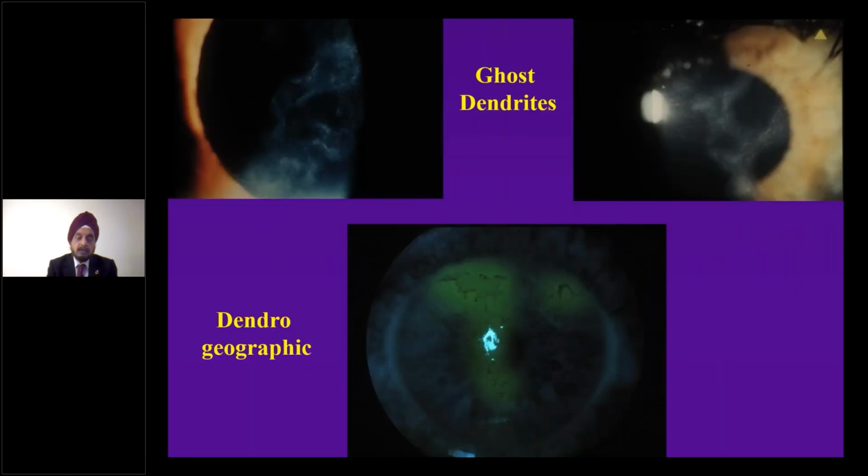So in many patients, you will see where the dendritic lesion is healed, there is a slight immune response in the subepithelial stroma in the Bowman's layer or just below that, and these are called ghost dendrites, and they are very often a reminder of previous infection. And here you can see this reminds you of the map of North America.